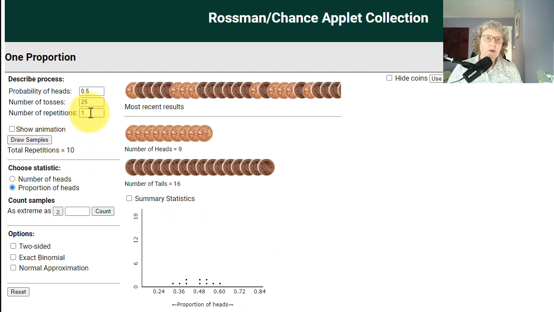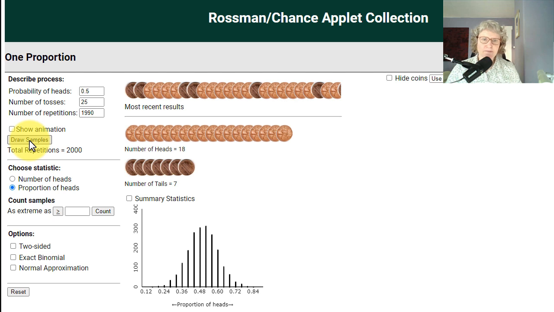So most often in general, we're going to use 2,000 trials. Since I've done 10, I'm going to do 1990 to get up to 2,000. If I did 2010, it's not that big a deal, but I'm just going to go ahead and make it so they add up to 2,000. And then here we have 2,000 total repetitions, and look at the shape of this graph. Does that look familiar to you? You might have seen that bell-shaped curve or normal shaped curve before.